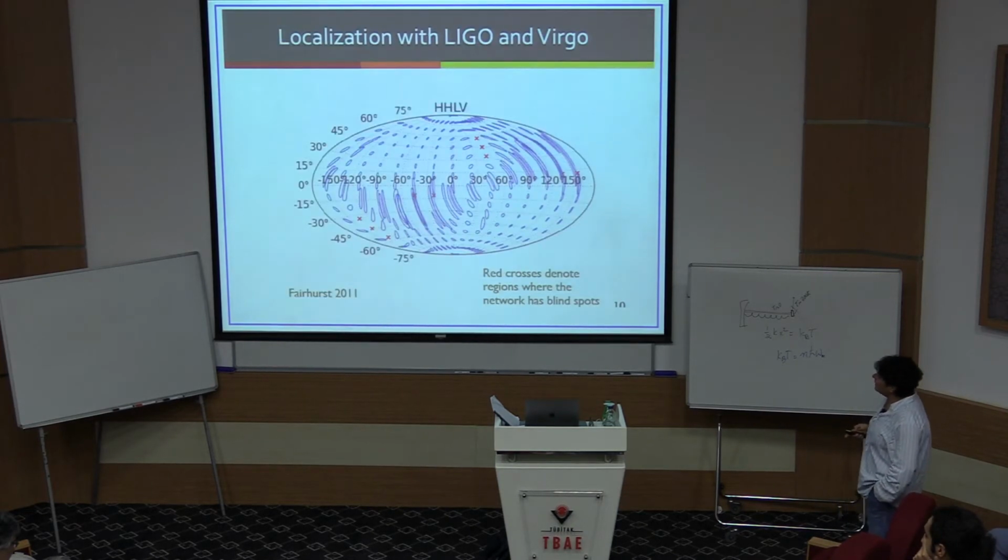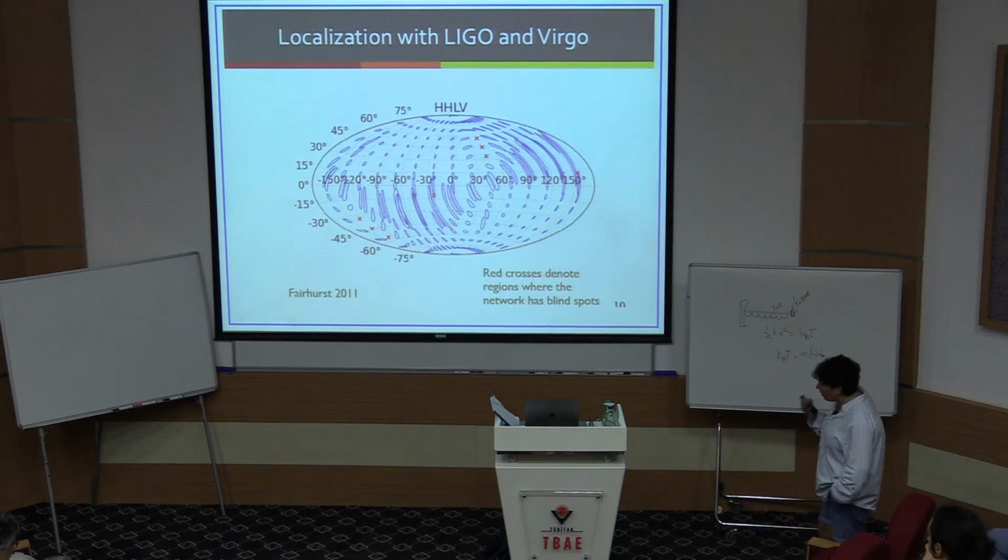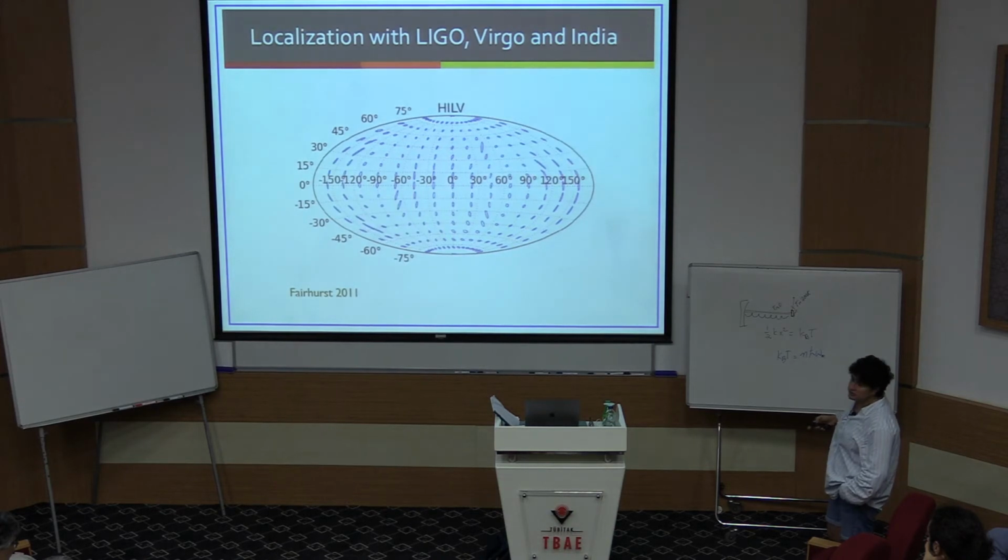And so here's a curve that was made to motivate why LIGO India should be part of the network. So this is a network where you have Hanford, Livingston, and Virgo. And these spots, you can see the red crosses are places where the network has complete blind spots. In this part of the sky, localization is very poor. You can see large patches. Here, localization is pretty good. And if you add India, you go to this. So the localization becomes much better. So that's the motivation for having a global network.